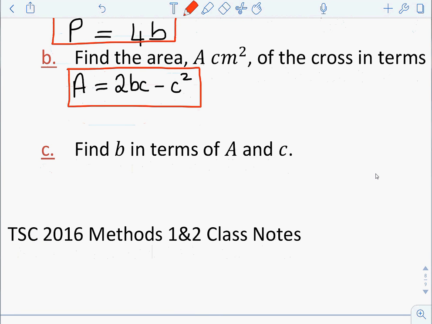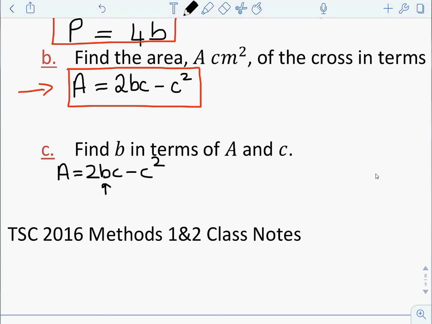The last one is to find b in terms of A and c. This is a rearrangement of this formula here, where I have A and c and b. I just need to rearrange it. Starting with A equals 2bc minus c squared, the only b I have is here.